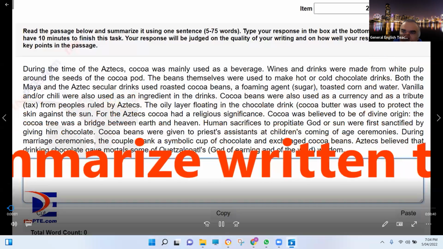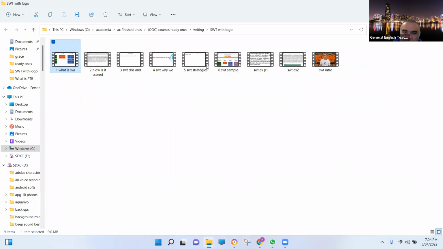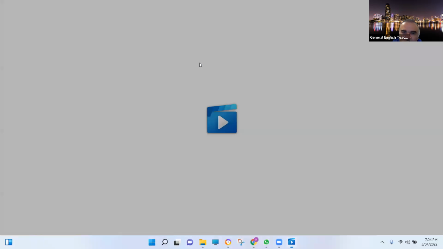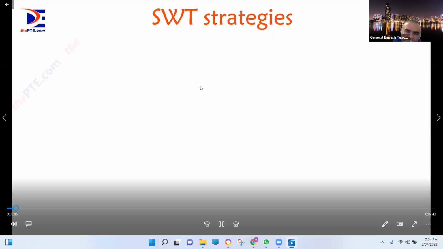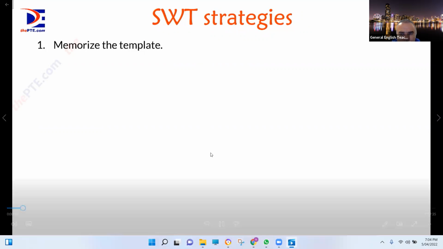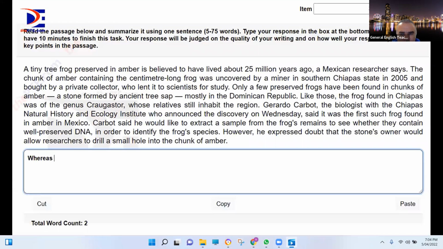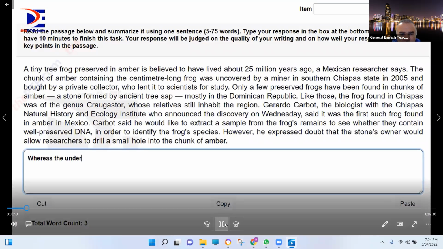How is summarized written text scored? Summarized written text strategies. Number 1. Memorize the template word for word. Okay, the first thing you do is to memorize the template by typing it.